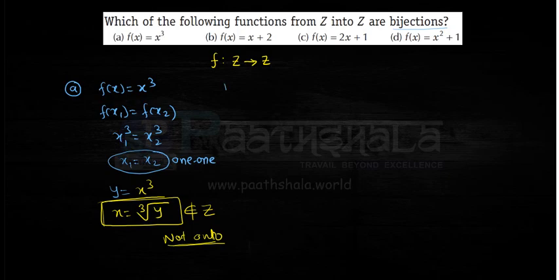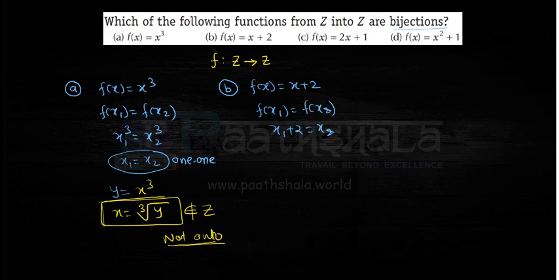Let's talk about the second option, that is option B, f(x) equals x plus 2. For one-one we need to consider f(x1) equals f(x2). So we can write x1 plus 2 equals x2 plus 2. The 2 gets cancelled out from both sides, we will get x1 equals x2. So we can see this function is one-one.